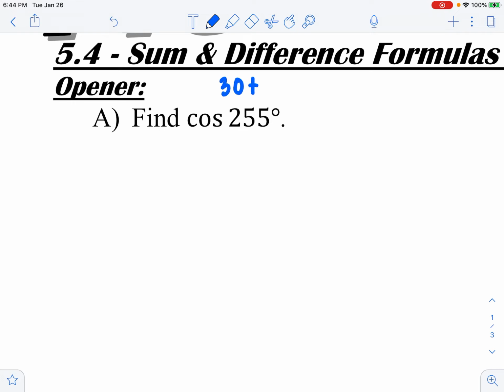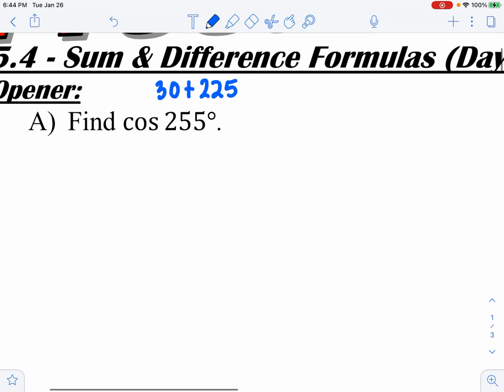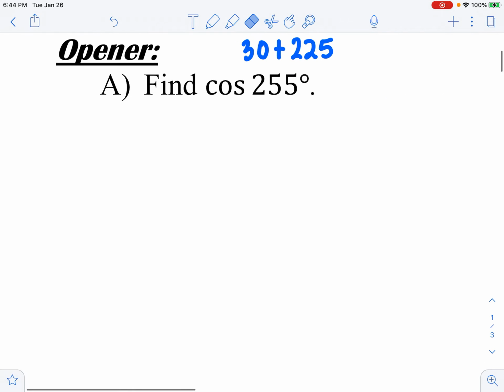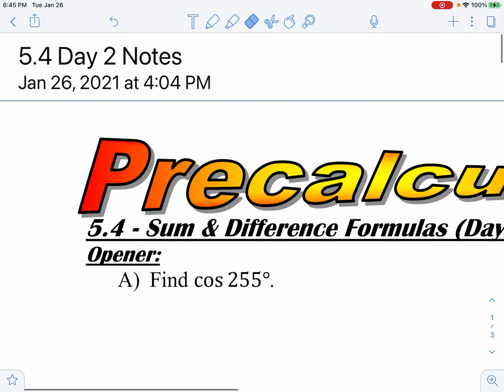So if I said 30 plus what equals 255, that is 30 plus 225. And those are both from the unit circle, okay? Or you can use 45 plus 210. Those are both from the unit circle. Now, I don't want to do 60 plus 195 because 195 is not on the unit circle. See what I'm saying here? Okay, so I'm just going to use the 30 plus 225 because that's the first one I came up with.